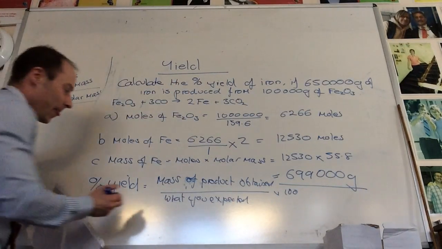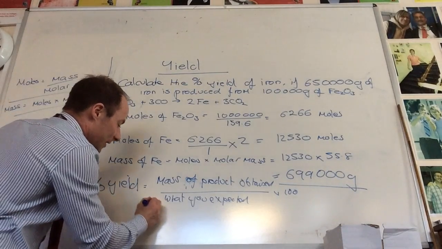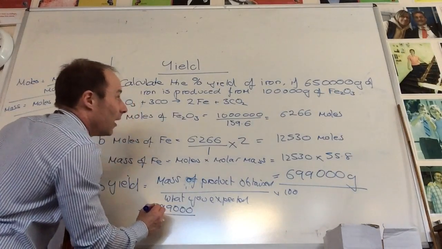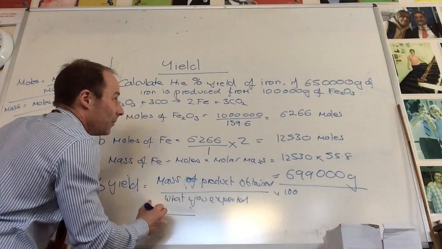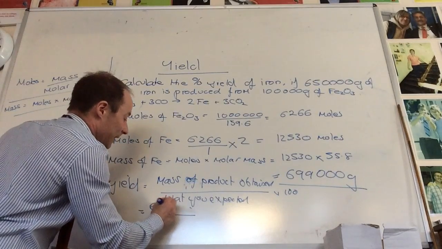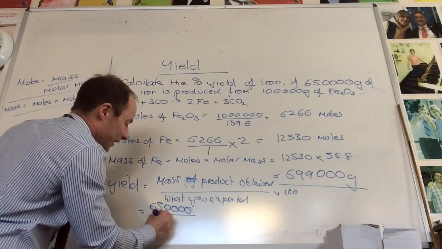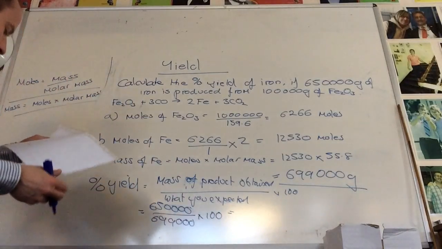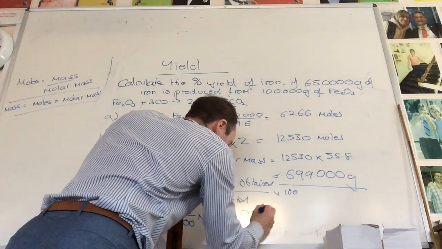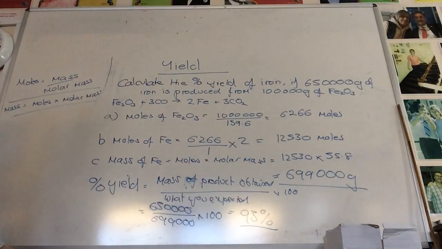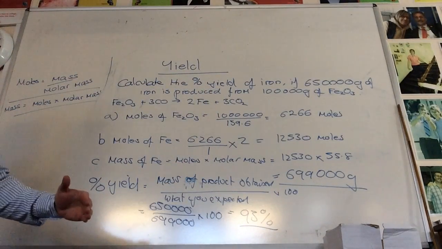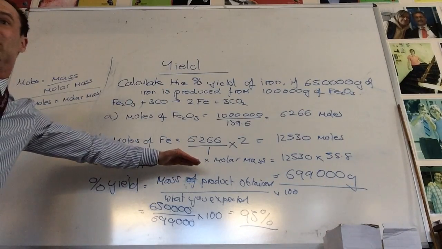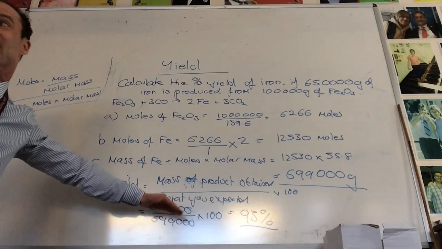So if I do that, the mass of the product that I obtained was... I expected to make, what's the wrong way around? I made 650,000. I expected to make 699,000, times it by 100, and so my percentage yield is 93%. So all we've done is added an extra step to the stuff that you've been doing before. All of this you've done before, this is a new bit. So that's your percentage yield.